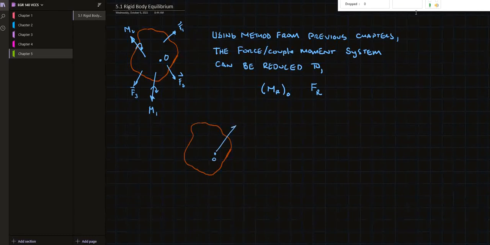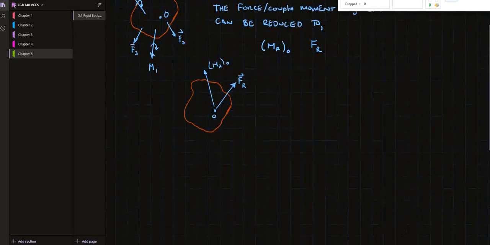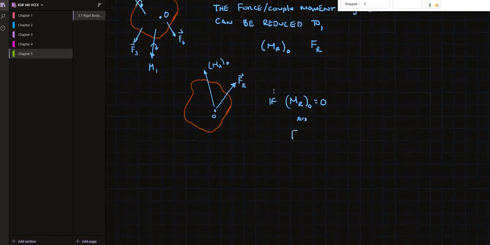So all these forces, and we'll get a reaction force, and we can also get a reaction moment, and we can do this about O. Now, if the reaction moment about O equals 0, and the reaction force equals 0, then our body is in equilibrium.